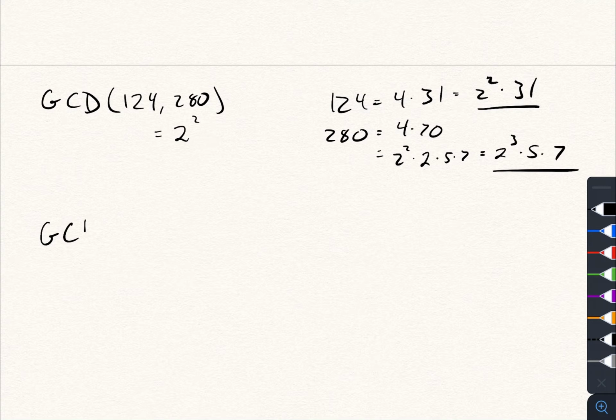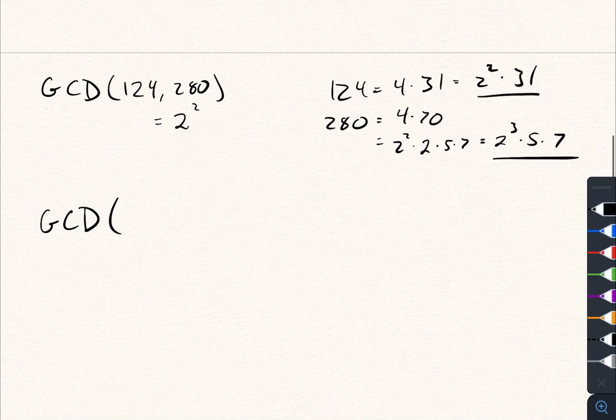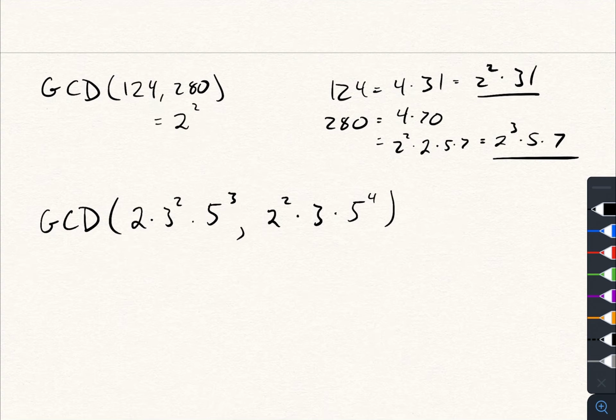Okay. And let's say that you found the prime factorizations of these two numbers. So the GCD of, let's say, 2 times 3 squared times 5 cubed, whatever that number comes out to, and let's say 2 squared times 3 times 5 to the 4th. What would the GCD of these two numbers be?